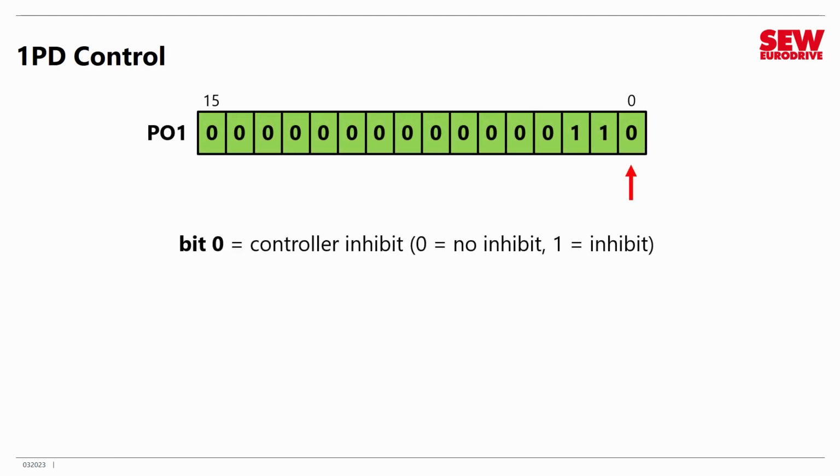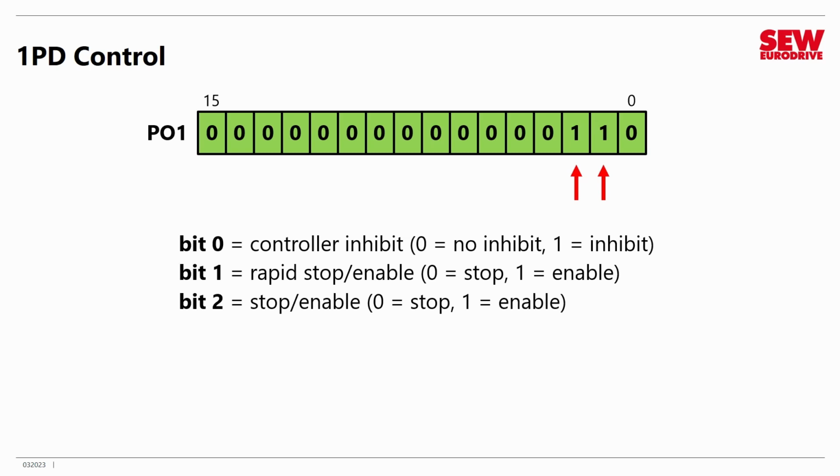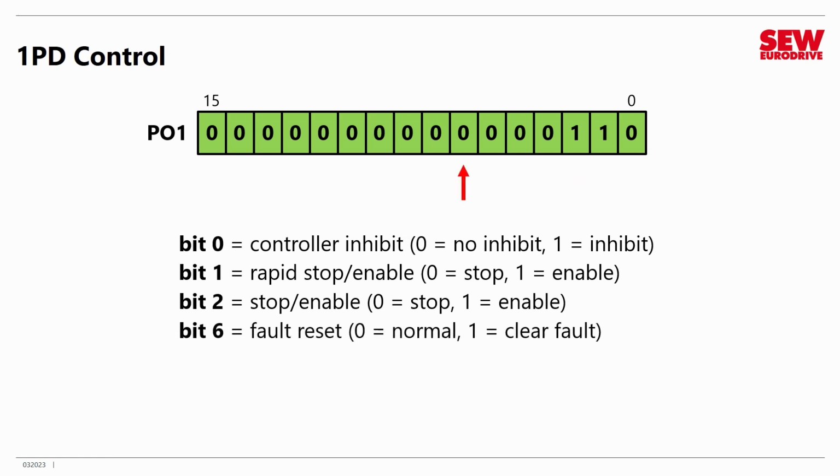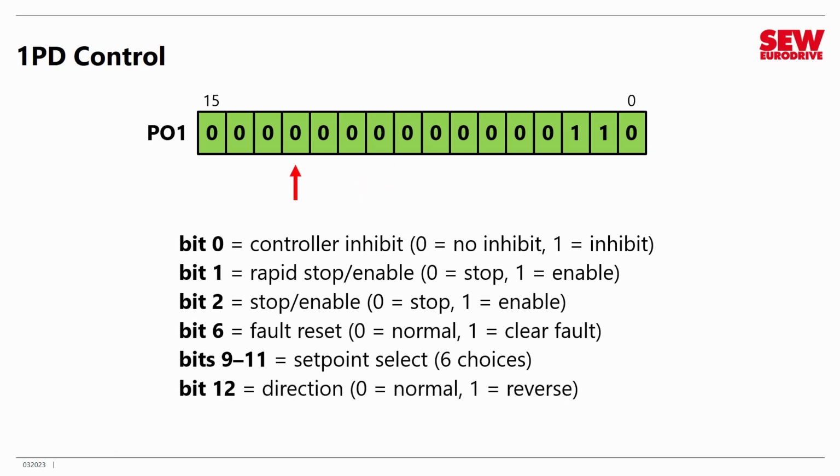The PO is used for control, and it has these bit positions. Bit 0 is a software controller inhibit. Bits 1 and 2 are enables, and they can provoke two kinds of stops, a normal stop or a rapid stop. Bit 6 is used for resetting faults. Bits 9 through 11 can select from 6 different speed set points. Bit 12 selects direction, either normal or reverse direction. And bits 14 and 15 select from 4 different ramps. So a number of SEW products do use this communication scheme. It's really just fancy binary mode.